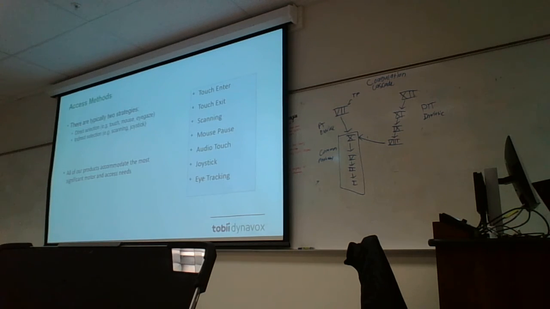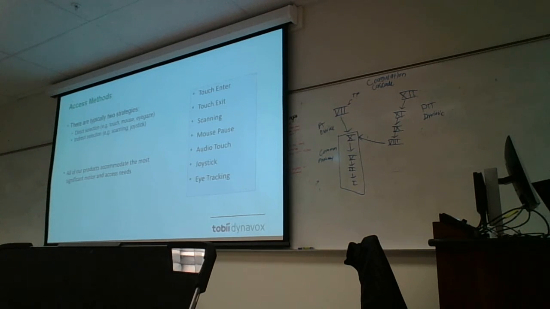So access methods. We talked about different types of access methods for the devices. Direct selection being touch, mouse, or eye gaze access. Indirect selection is using a switch or a joystick. And all of our products do accommodate all those different types of access methods.